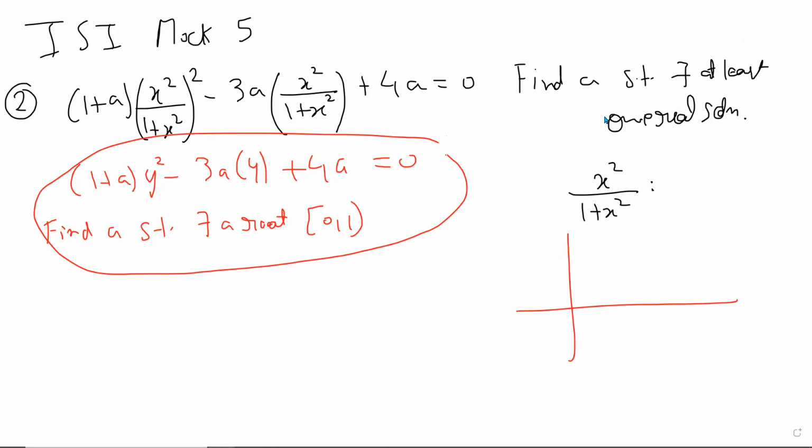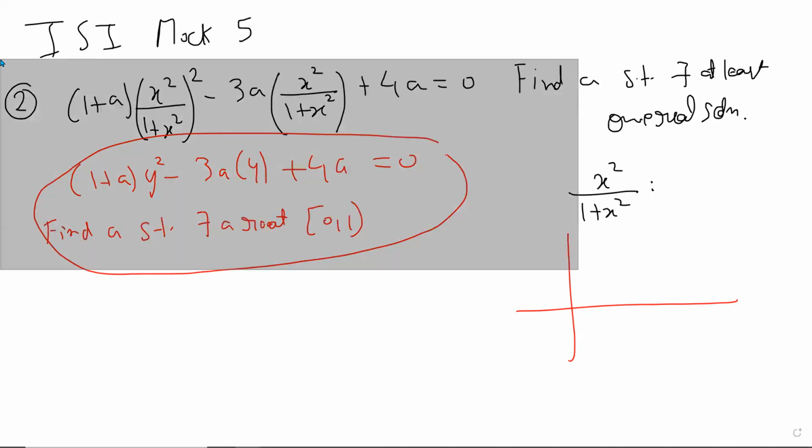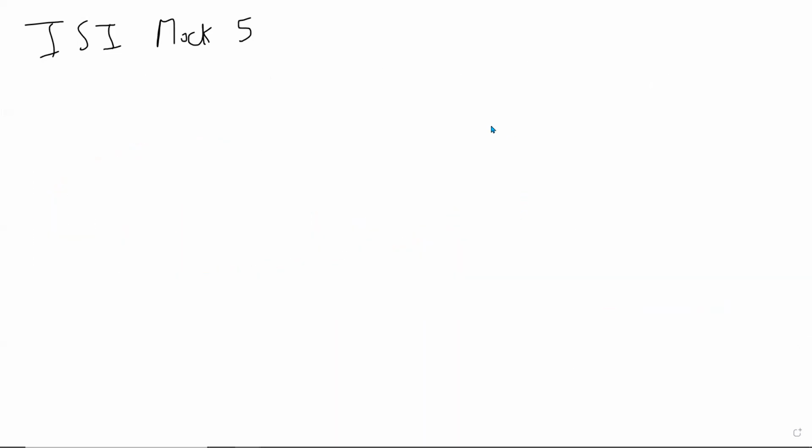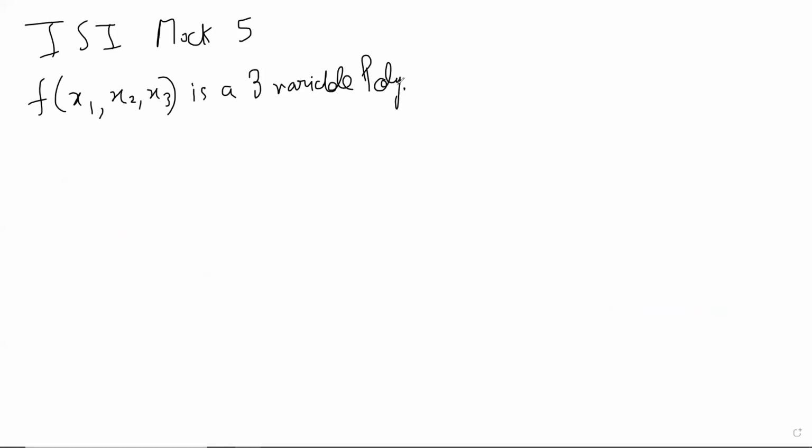Next one, I like this because kind of I made it up, I think. Yeah, let's see if that's the right question. So f is a three variable polynomial with integer coefficients. So f of x1, x2, x3 is a three variable polynomial with integer coefficients, written in the algebra of x1, x2, x3.